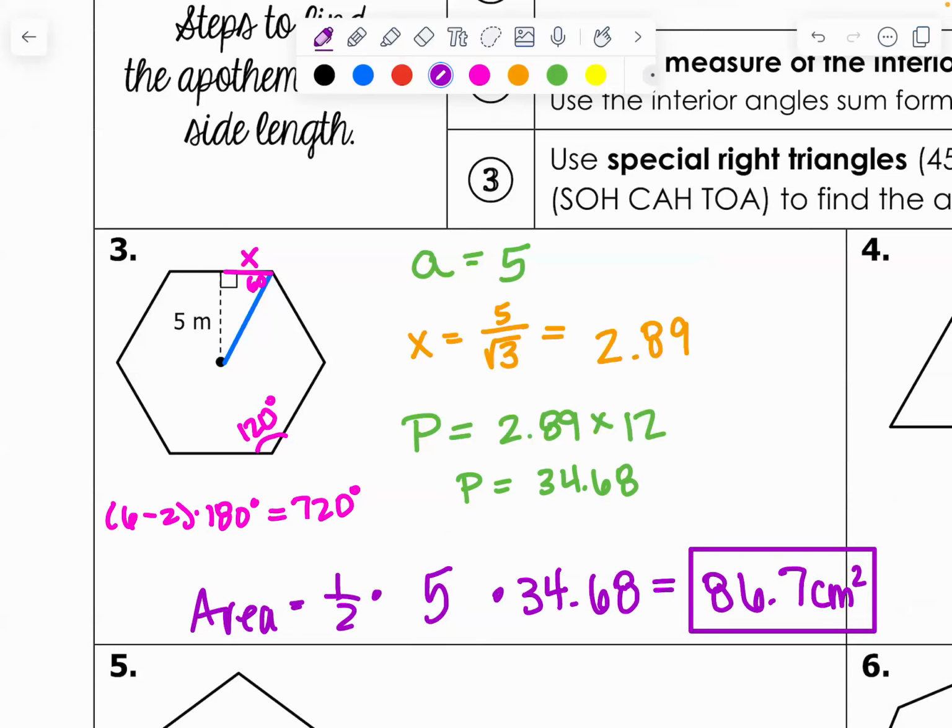I didn't know they were right. What? I thought all were. They are. This is a hexagon. Oh, 3 minus 2. Not all triangles are right triangles. Yes, I always try and use that.